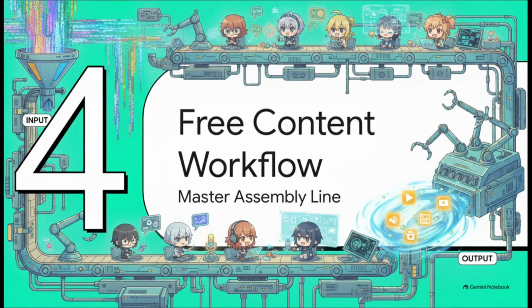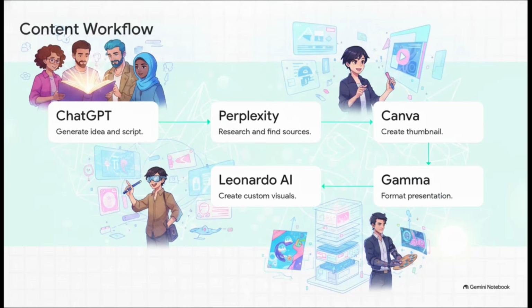Finally, Section 4, the ultimate free content workflow. Let's build the master assembly line. Okay, so here is how you snap all these distinct tools together into one seamless assembly line. Step 1, use ChatGPT to brainstorm your core script or idea. Step 2, run those topics through Perplexity to lock down your current data and reliable sources.